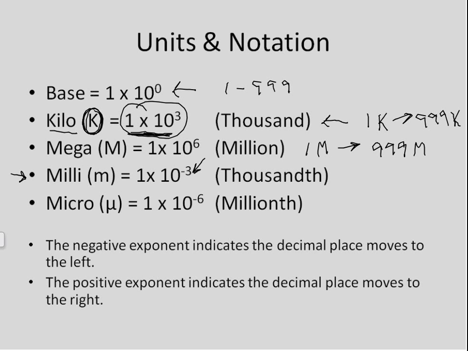So a milli, 0.001, can be written as 1 milli. So this is just shifting the decimal point and then adding an indicator of what range you're working in. So once again, negative exponents, you're moving the decimal point to the left. So 1 milli.